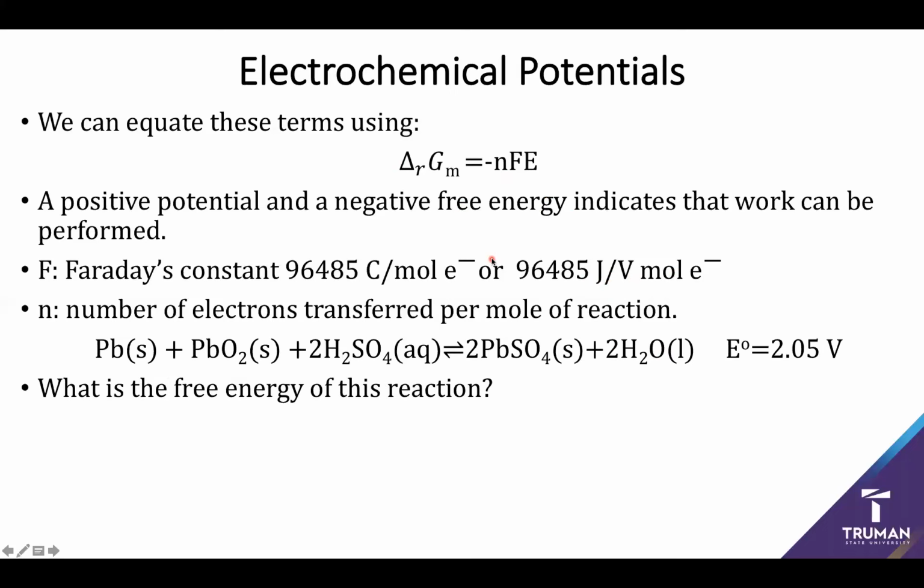So we can take this idea and apply it to a real chemical system. If I'm looking at my lead acid battery, it has a standard state potential of 2.05 volts. So I can turn this into the free energy of this reaction. The first thing we want to know is the number of electrons being transferred, which last time we showed by balancing our two half reactions is 2 moles of electrons, transferred from the lead to the lead oxide as they both form lead sulfate.